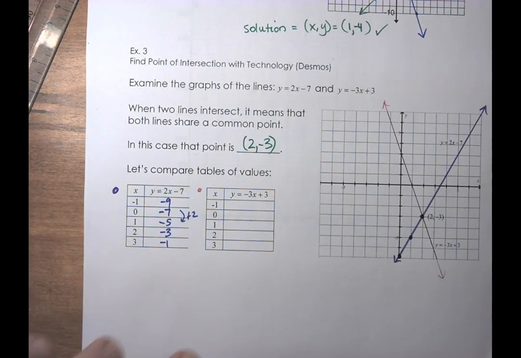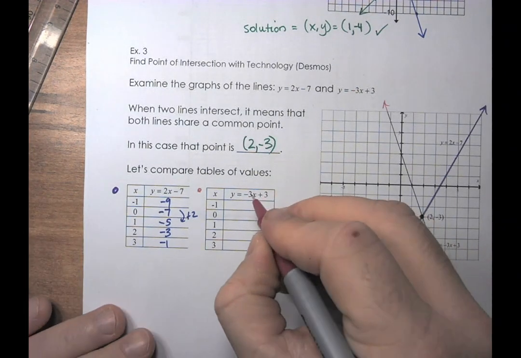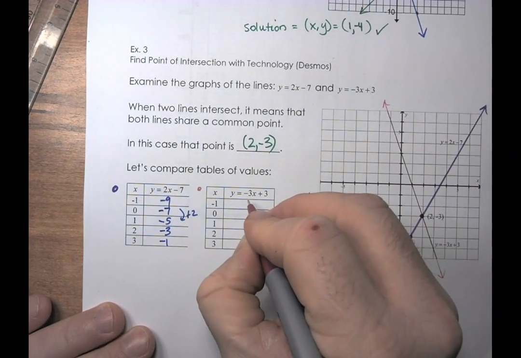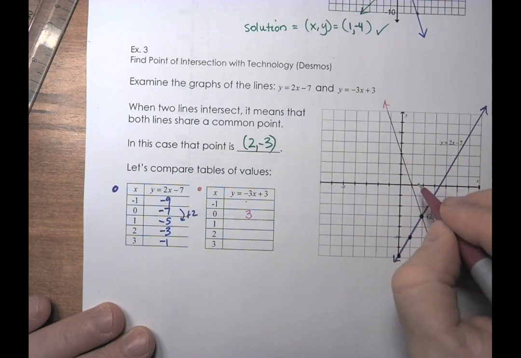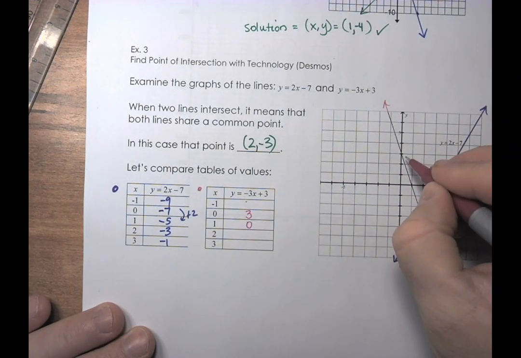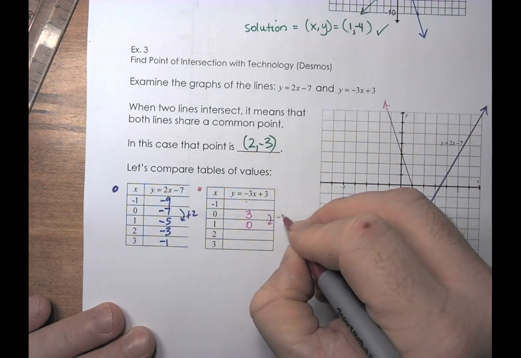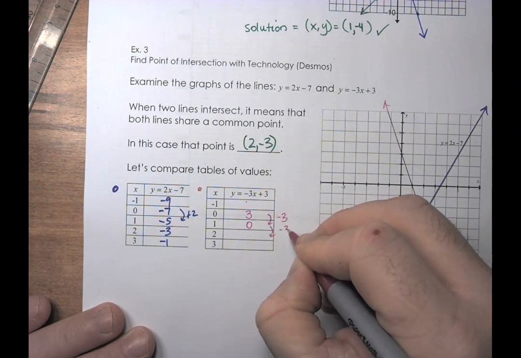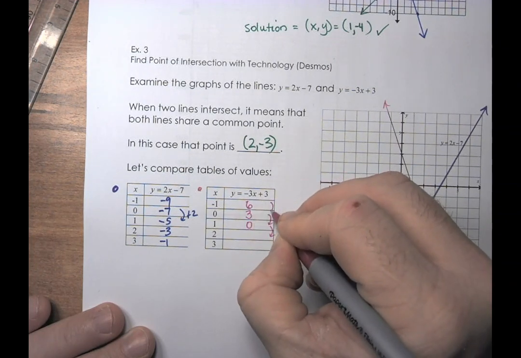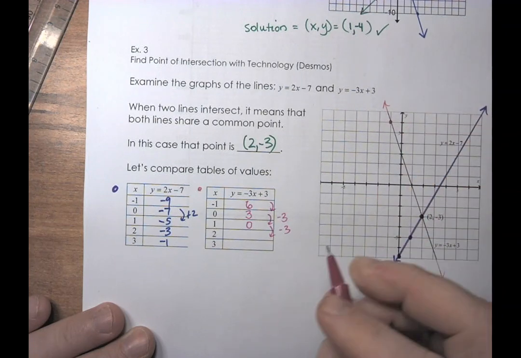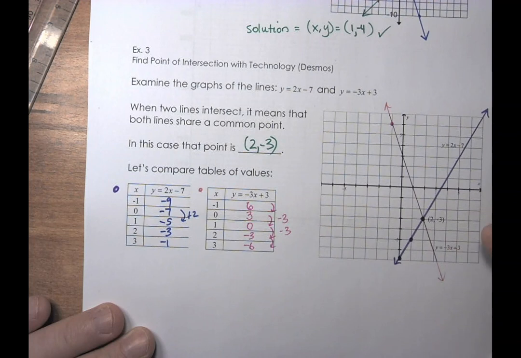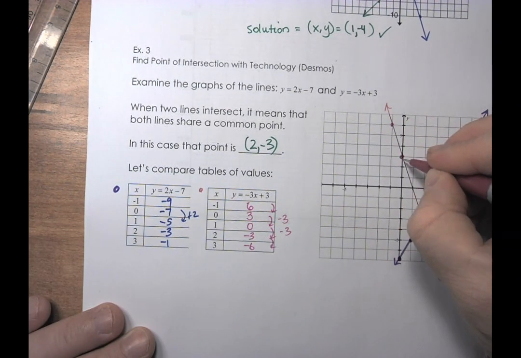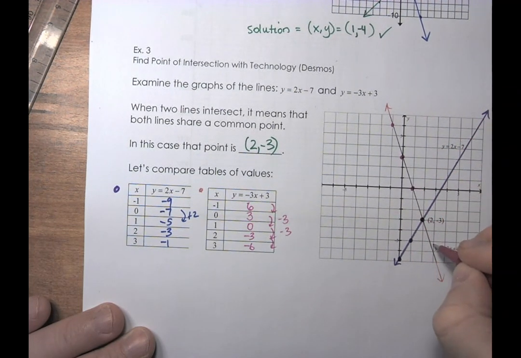And if I was going to do the pink one, at 0, I'm at 3. At 1, I'm at 0 because I'm going down. I'm subtracting 3 each step. This one has to be 6. So if I was going the other way, there's negative 3 and negative 6. So I'm subtracting. So you can see those points on the graph.